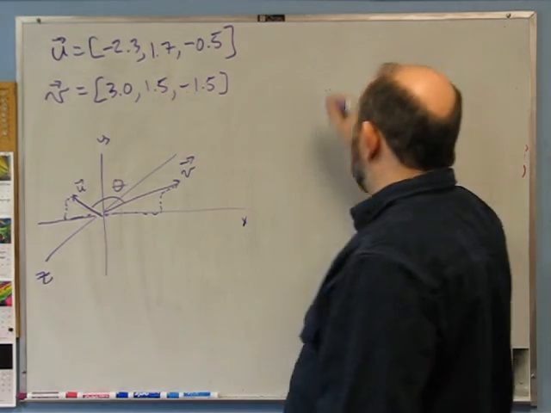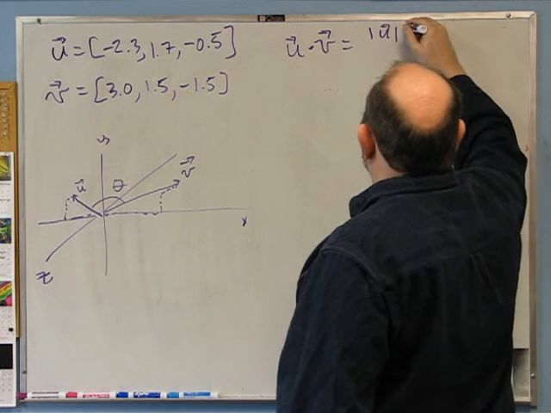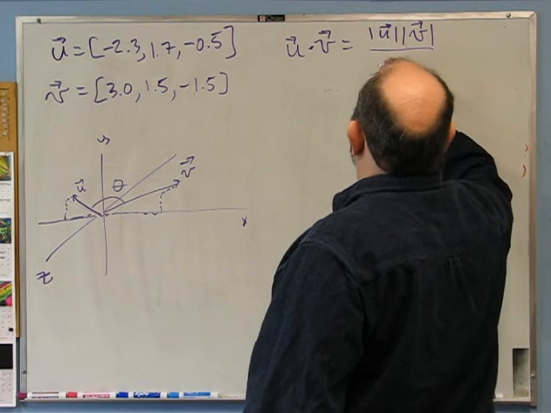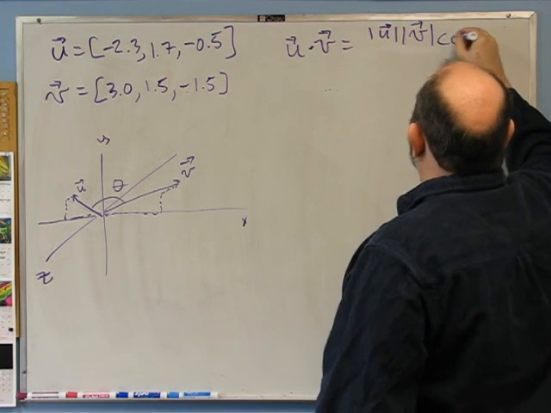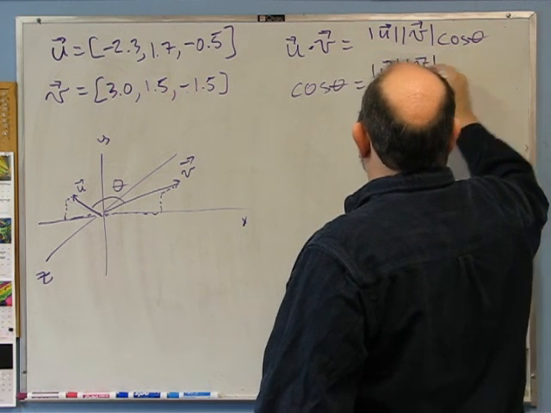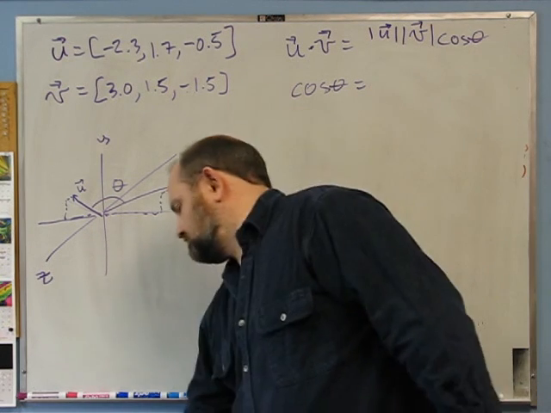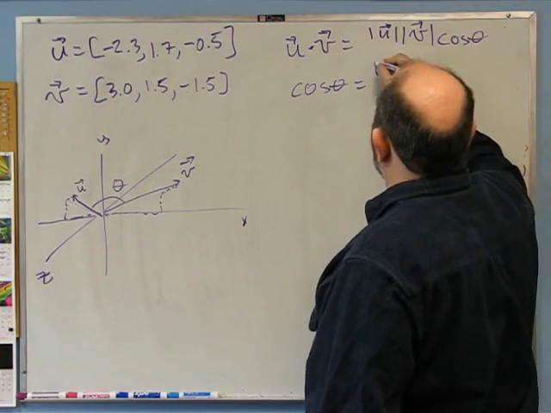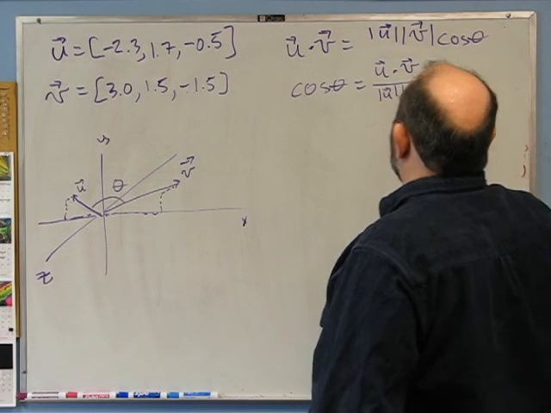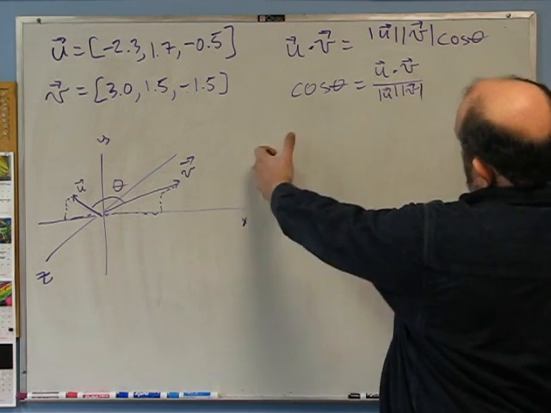So I'm going to just do the same thing here. I know that U dot V has to equal the magnitude of U times the magnitude of V times cosine theta. So cosine theta is equal to U dot V divided by the magnitude of U times the magnitude of V. So I can just put this in and calculate it. I'm going to do a few sub-calculations first, because if I plugged the numbers in all at once, it would be a huge mess.